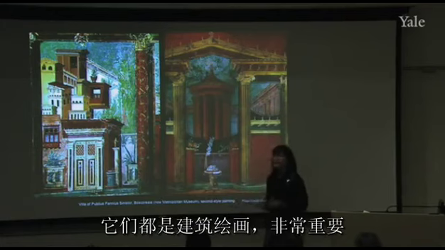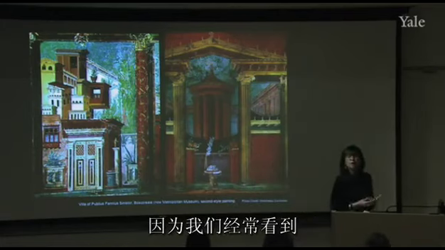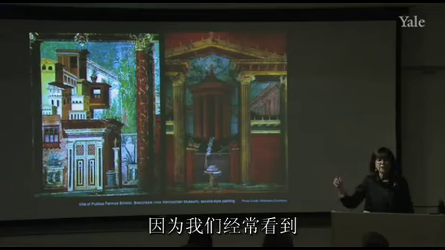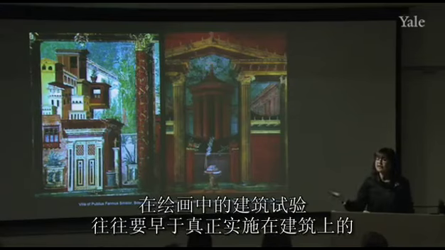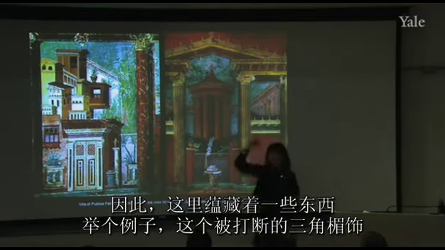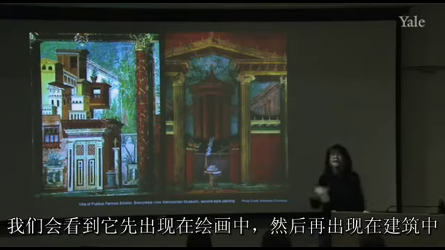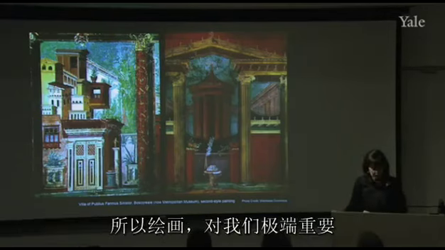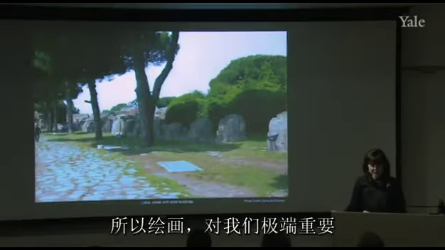They are architectural paintings, and they are very important in that regard because we often see experimentation in painting before we see it in architecture. And so there are going to be some things, for example, this broken triangular pediment that we're going to see first in painting and then in built architecture. So painting is extremely important for us.